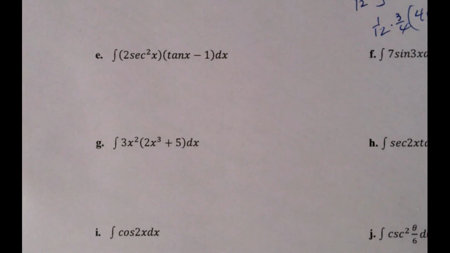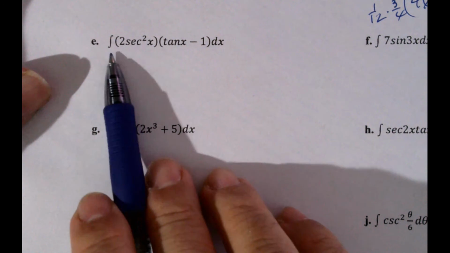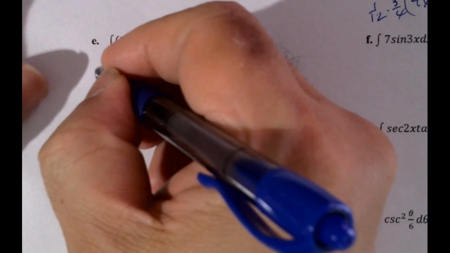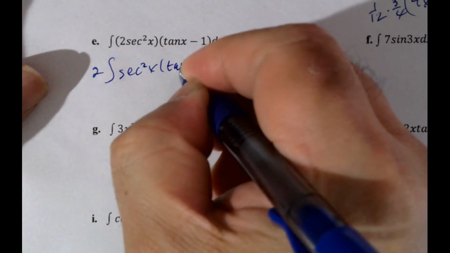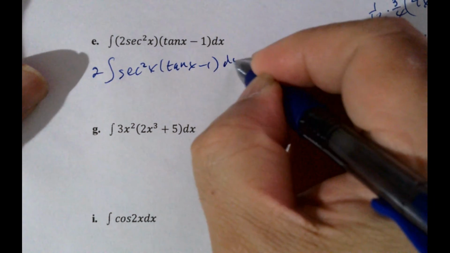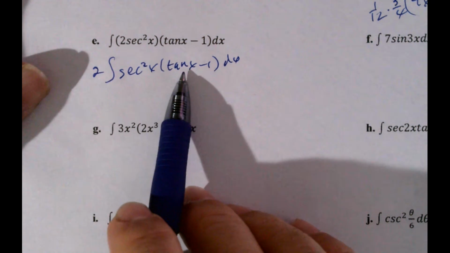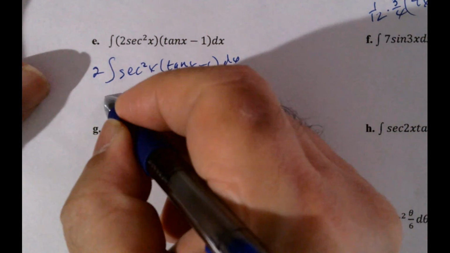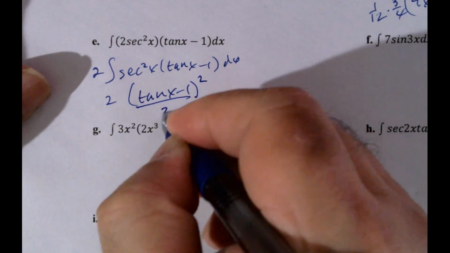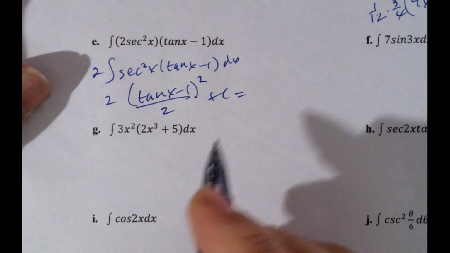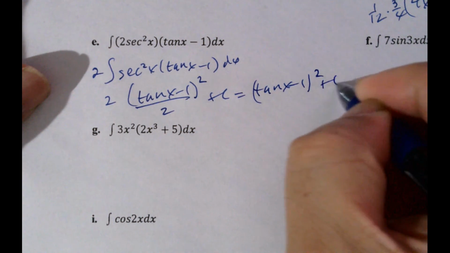All right. So remember last time we saw something like this. The derivative of tangent x is secant squared. So I have an extra 2 here. So I'm just going to rewrite it with the 2 on the outside and go back to what I had. So that becomes, the derivative of tangent x is secant squared x. So that's going to be 2 times tangent x minus 1 to the 2nd power divided by 2 plus a constant. So the 2's reduce. It's just tangent x minus 1 to the 2nd plus c.